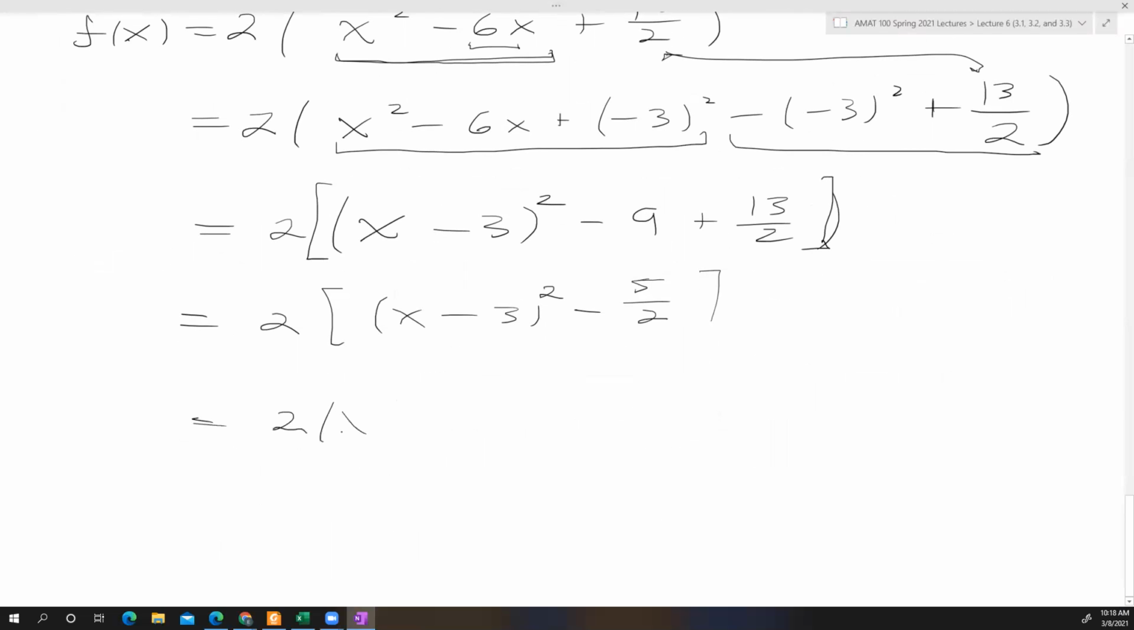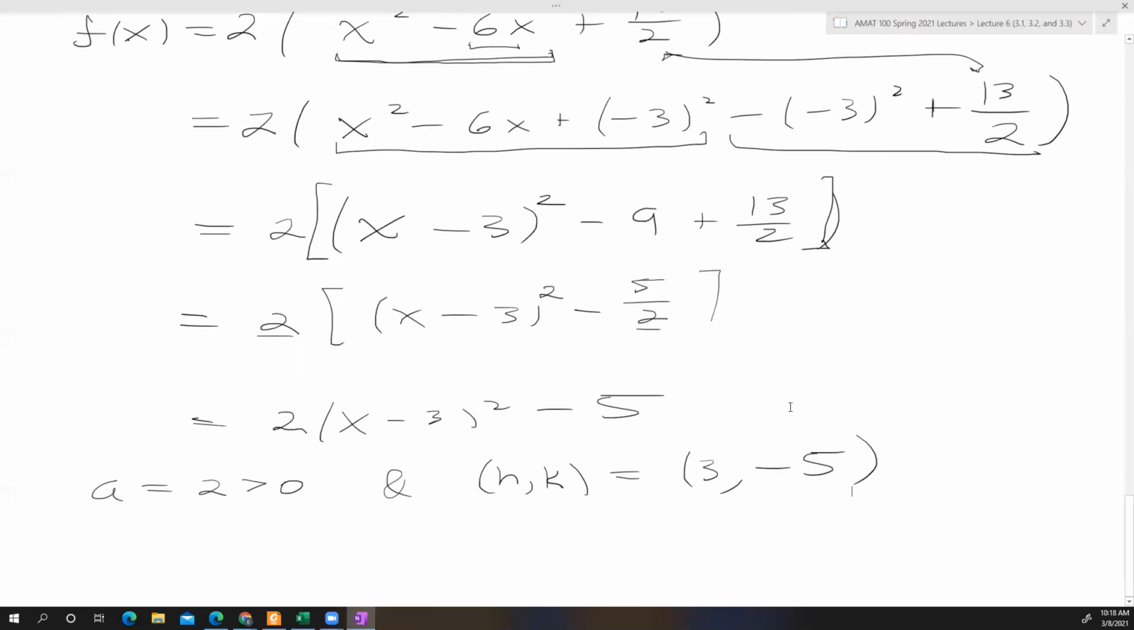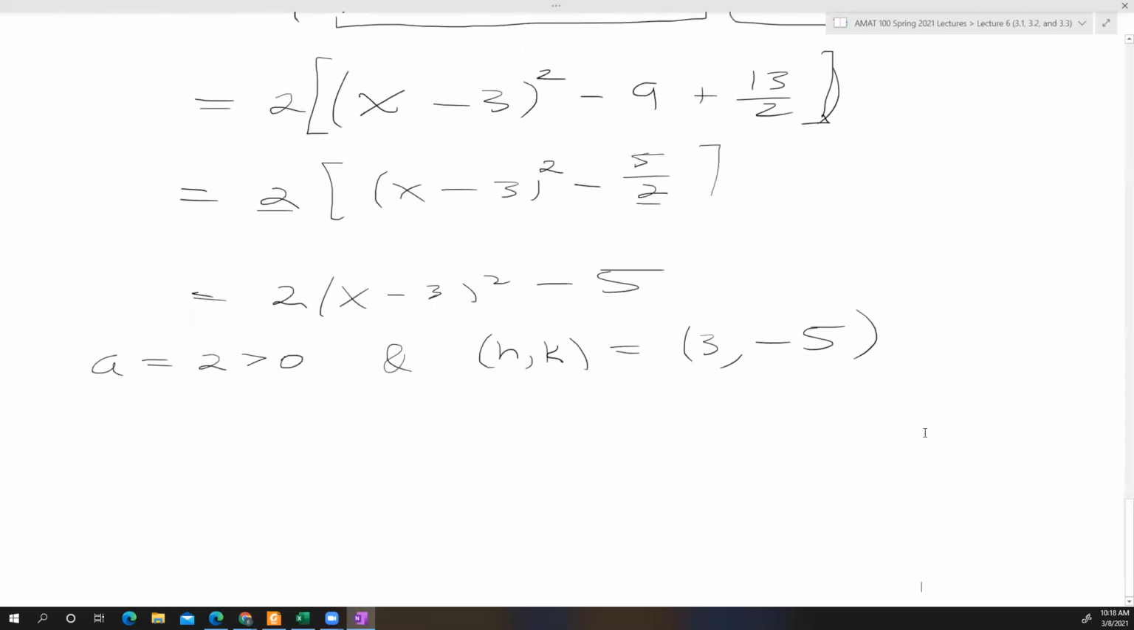So we get 2 times (x minus 3) squared, and this 2 cancels with this 2 right here, and we get -5. And so in this case, a is equal to 2, which is positive, and h comma k is equal to 3, -5. So this tells us that the parabola opens up, with its vertex at this point right here.